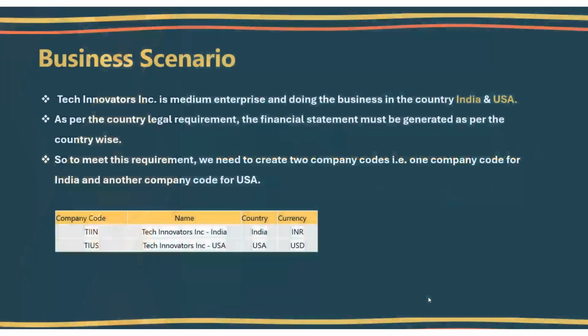Here is the business scenario. Tech Innovators, a growing company, operates in both India and the USA, manufacturing and selling high quality laptops. Because the company works in two different countries, it must follow the financial reporting rules specific to each country. To do this, Tech Innovators needs to create two separate company codes, one for India and one for the USA. This way, the company can generate financial statements like balance sheets and profit and loss reports that meet the legal requirements of each country.